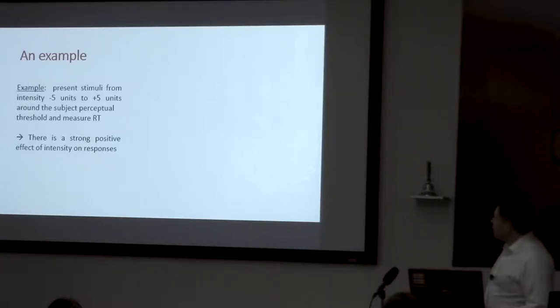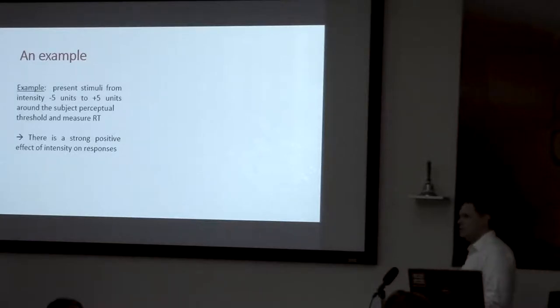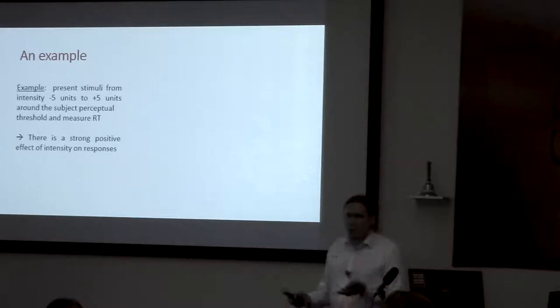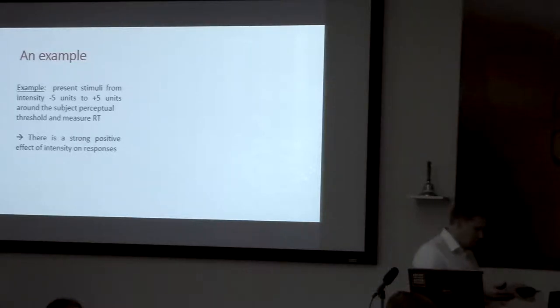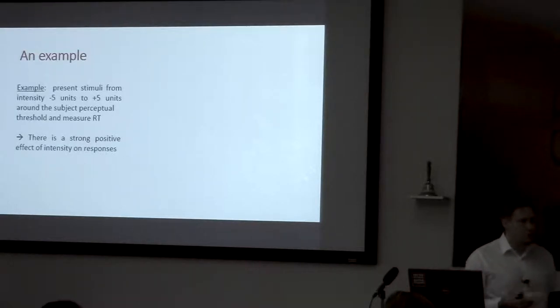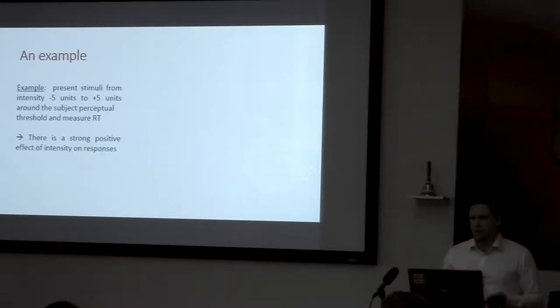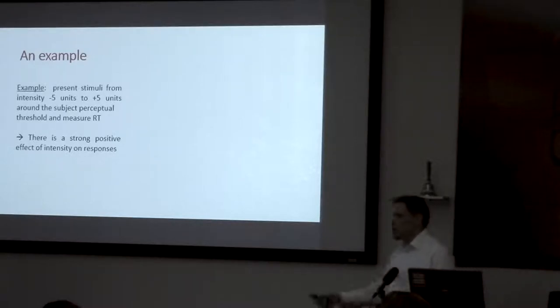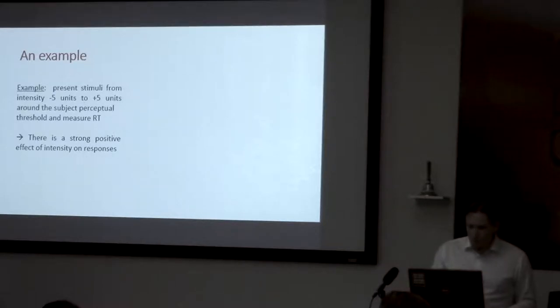So here is another one. Let's imagine a simple psychophysics experiment, and you present the stimuli, and instead of having a fixed value, you do it around the perceptual threshold. For each subject, you measure their perceptual threshold, and then you present from -5 units to +5 units. Everybody is different, so we use the perceptual threshold instead. And you measure reaction time. So tell me how fast you can detect something given that I just vary around your threshold. So we expect a linear relationship, for instance.